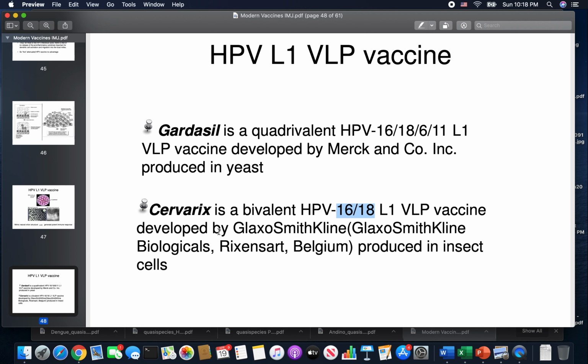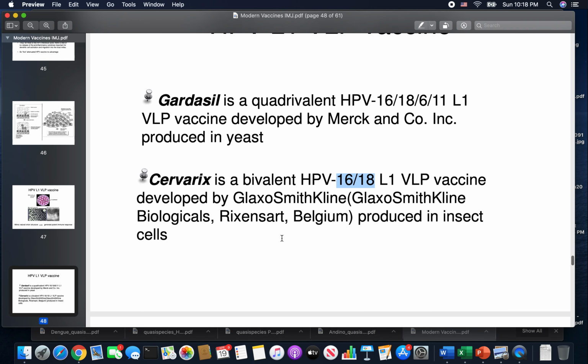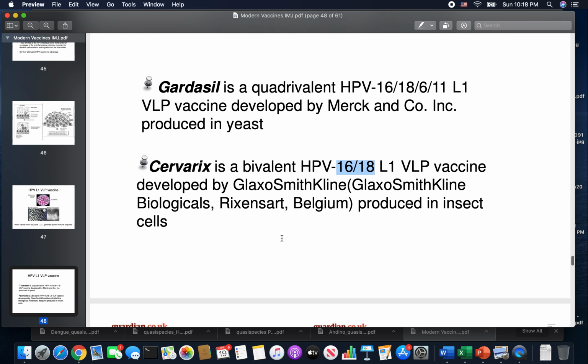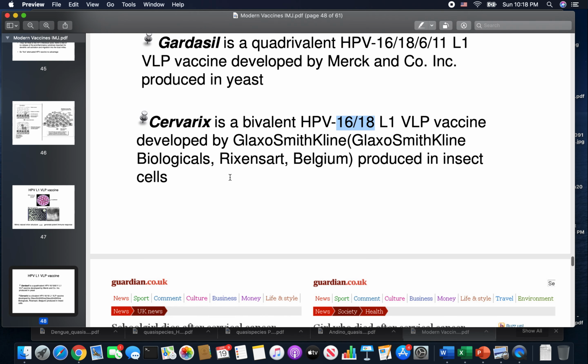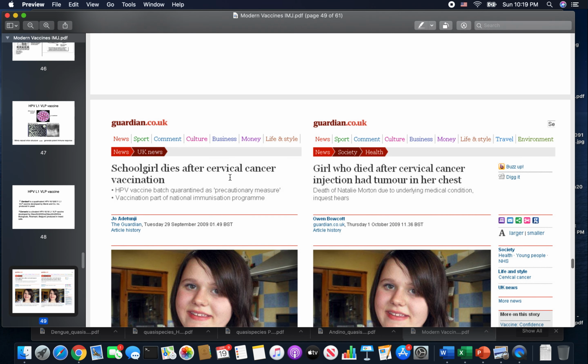And it's going to be made in yeast versus insect cells, which are going to glycosylate a little bit differently, but both of them are just different ways of producing a large amount of protein. So they're going to be very comparable in terms of what they do. I think given the choice, you probably want to go for the Gardasil, so you get more immunity.